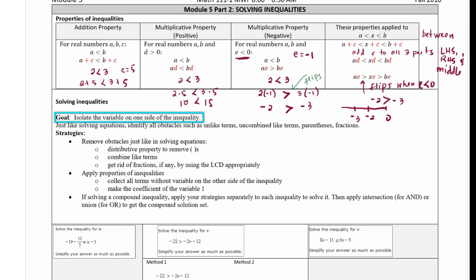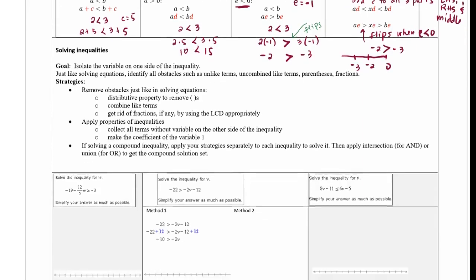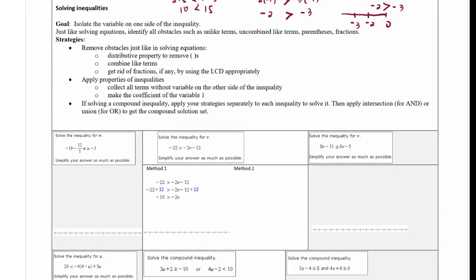The goal in solving inequalities is to isolate the variable on one side of the inequality. Just like in solving equations, you have to overcome obstacles to get to your goal. The obstacles are quite similar, and the strategies are similar as well.